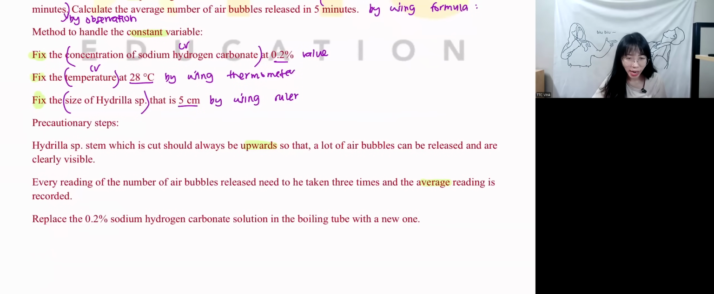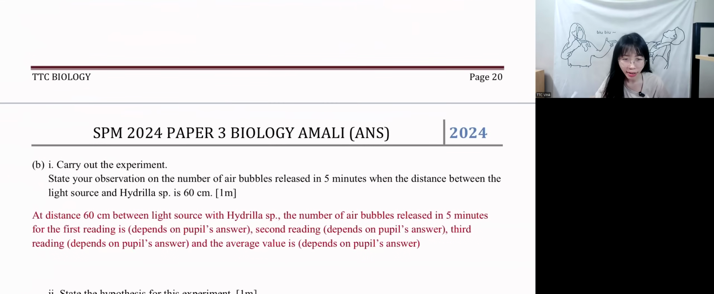So you have to repeat your experiment when you are doing for another manipulated variable. These 3 things, you have to remember. If they ask you to write, you're going to write these 3 things, okay? Okay, next, carry out the experiment.